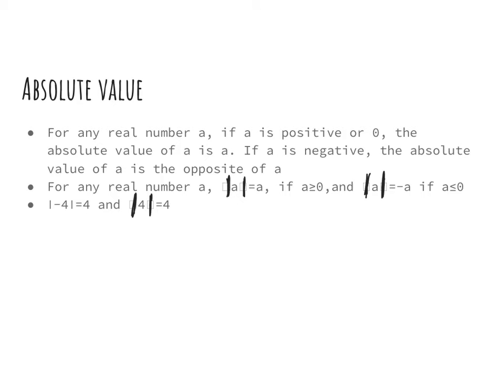So another way to write that for any real number a: the absolute value of a is a if a is greater than or equal to 0, and the absolute value of a is negative a if a is less than or equal to 0. So an example, the absolute value of negative 4 is 4, and the absolute value of 4 is also 4.